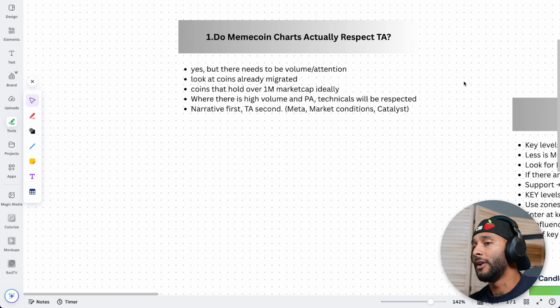Now, when I say narrative, what are you looking for? What is the meta? You could go on Axiom and just look at the migrated coins. If you see a lot of AI coins, the meta's AI. If you see a lot of dog coins, the meta's dogs. If you see a lot of bags coins or a certain eco, right? Because lately we have this meta of launch pads having this war.